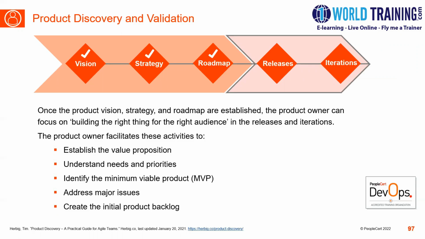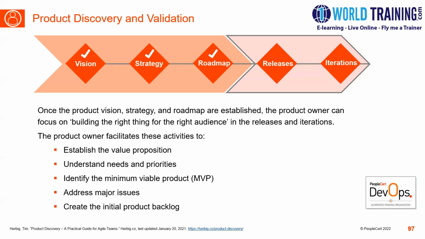So once the product vision, strategy, and roadmap are established, the product owner can focus on building the right things, meant for the right audience, in terms of planning the releases and having the iterations created for them. So the product owner facilitates these activities to establish the value proposition. He ensures and understands the needs for priority.